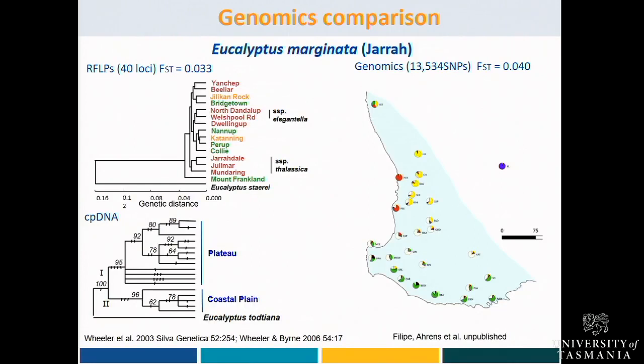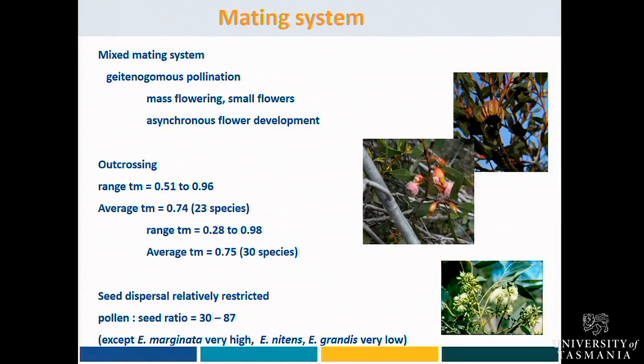And when we've done a rough molecular clock dating of that, it correlates with the uplift of the Darling Plateau, which was at the end of the Pliocene, 2.8 million years ago. So, what else have we used genetic markers for?